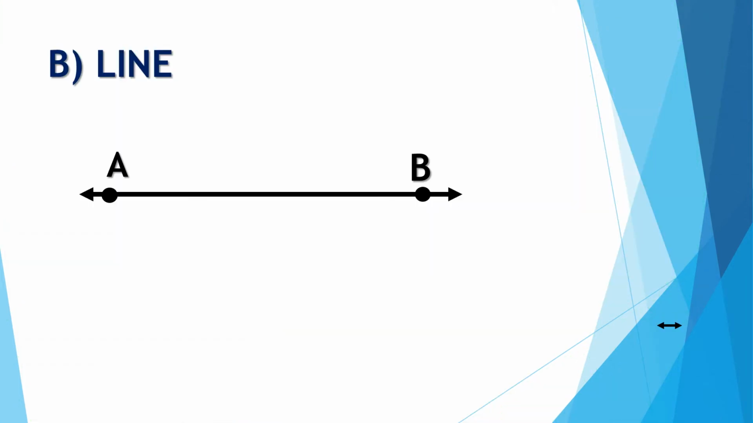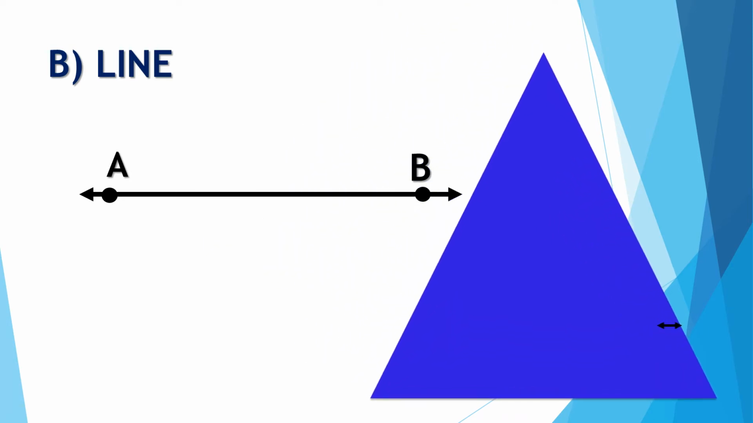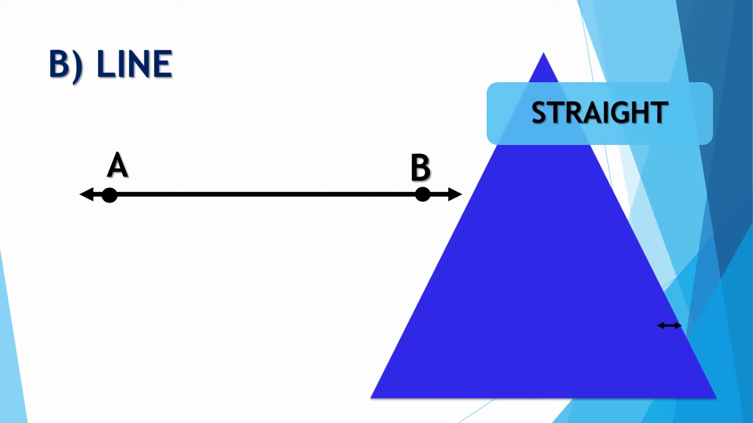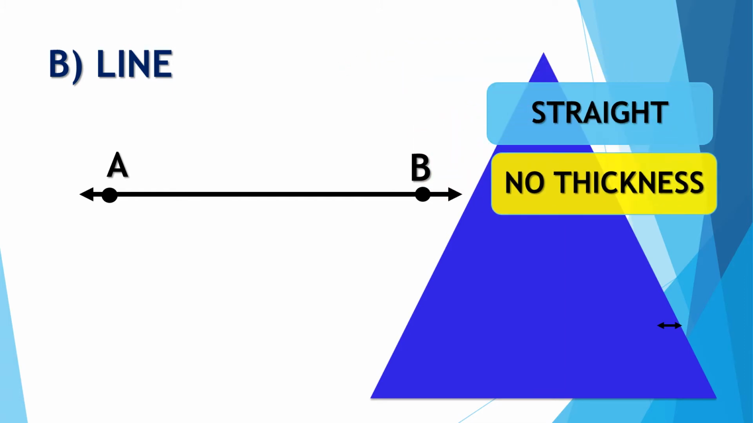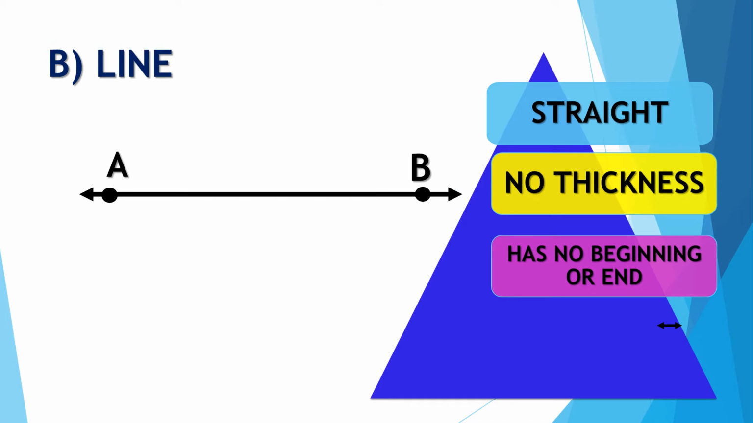Next, let us see what is a line. Let us take the example of a line which I have shown here, that is AB. So, what is a line? A line is a straight one. It has no thickness and it has no beginning or end. If you can see, the line that I have shown here has an arrow facing to the left as well as to the right, which means it is endless, or it has no beginning and no end either, and it is always denoted as AB with an arrow on the top of AB showing in both directions.